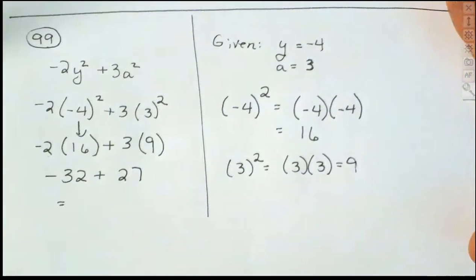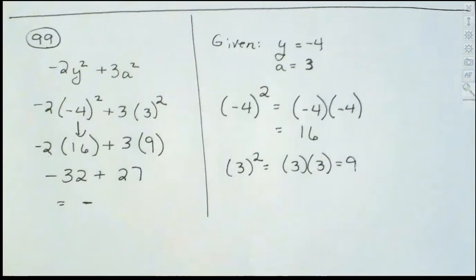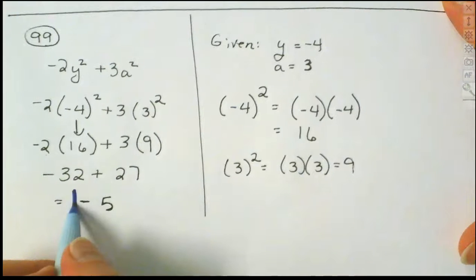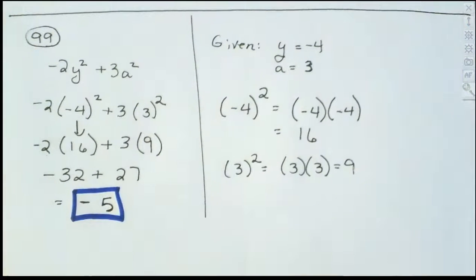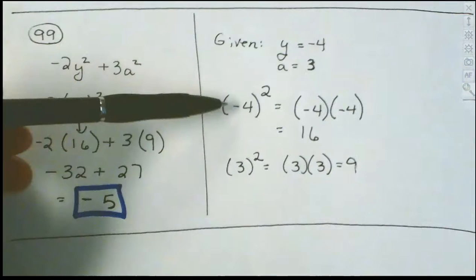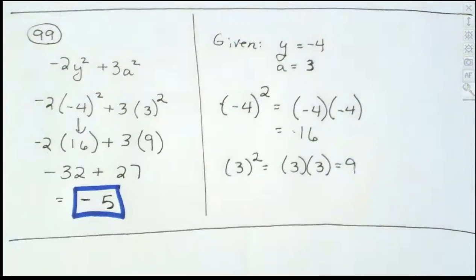And what do we have now? Is our answer going to be a positive or a negative number? Negative. And what's it going to be? It should be a negative 5, isn't it? Because we've got our 32 minus our 27. Yep, and that comes out to be a negative 5. So what's your final answer? Negative 5. So we have to be very careful when we square a negative, we write it out, and then negative times a negative, see, makes that a positive 16. So be very, very careful with the signs.